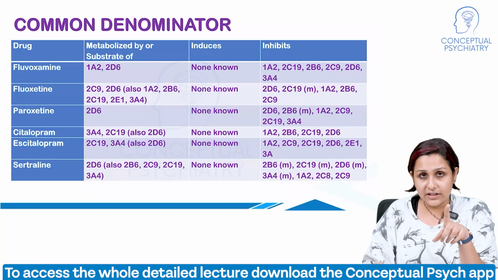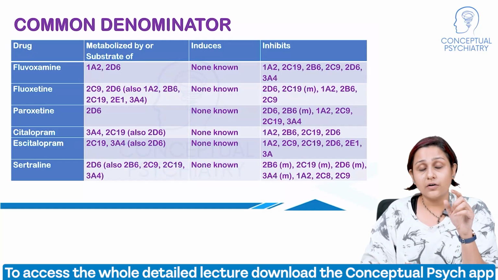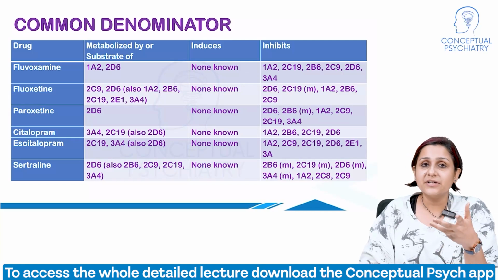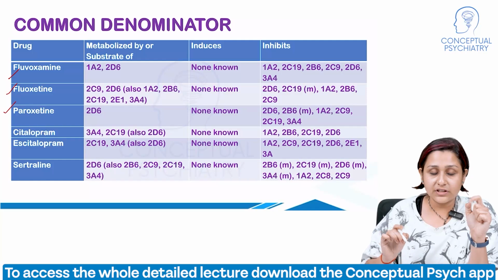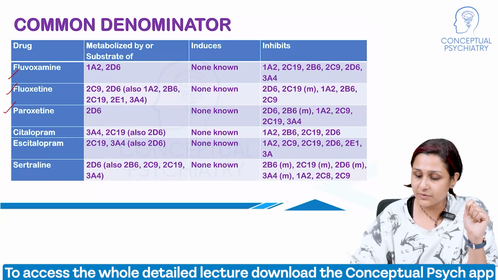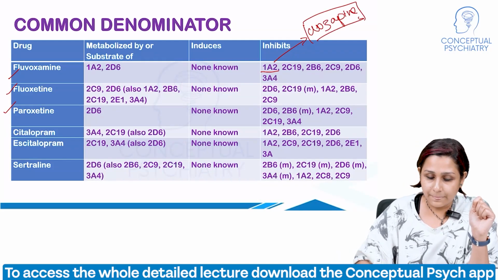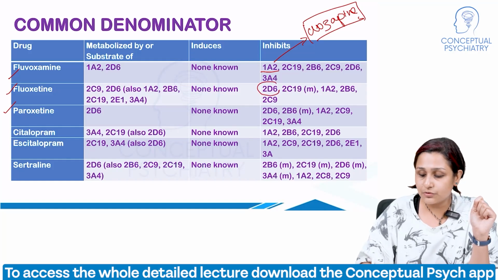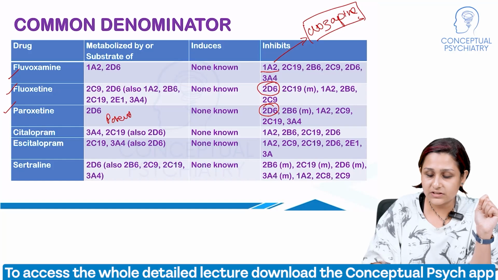Another thing that is very important is that you should know the enzymes that act on each of these SSRIs and whether it inhibits or induces other enzymes. Fluvoxamine, fluoxetine and paroxetine, you must know that fluvoxamine inhibits CYP1A2 and so it affects clozapine, and we'll be talking about that when we talk of fluvoxamine. Fluoxetine inhibits CYP2D6 as does paroxetine, and they are very potent inhibitors. All these are potent.